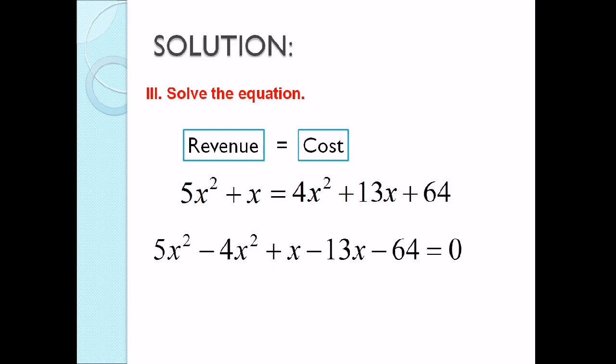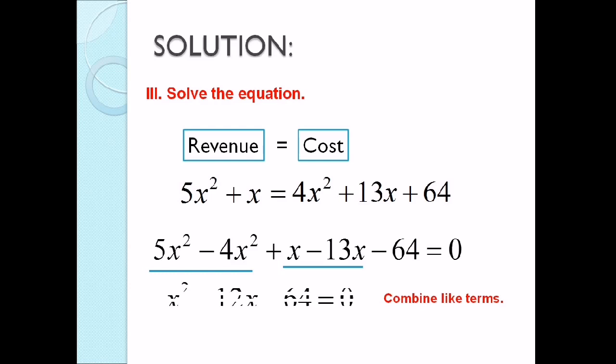So what are we going to do? Combine those like terms. And what are those like terms? 5x squared and negative 4x squared, and x minus 13x. So we need to subtract. 5x squared minus 4x squared is x squared. Then x minus 13x is negative 12x. So therefore, x squared minus 12x minus 64 equals 0.